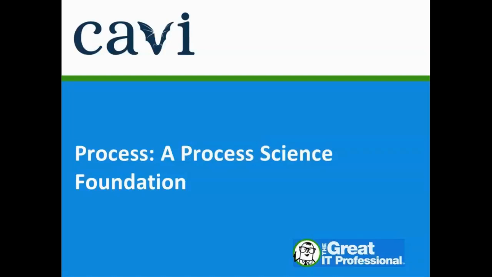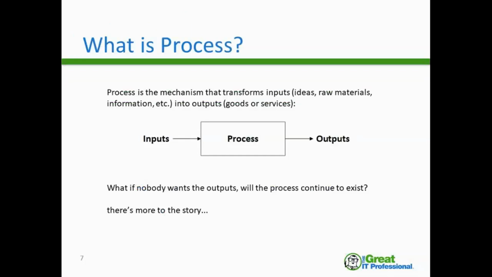So we're going to start with the process science foundation of process. I level set a lot of conversations this way just so we all know what we're talking about. Generally, a lot of people think of process as just the mechanism that changes inputs, which are ideas, raw materials, whatever it is, into outputs, goods or services. But I have to start by saying this is not really a strong definition of process, because there's more to the story. This is an unqualified definition.